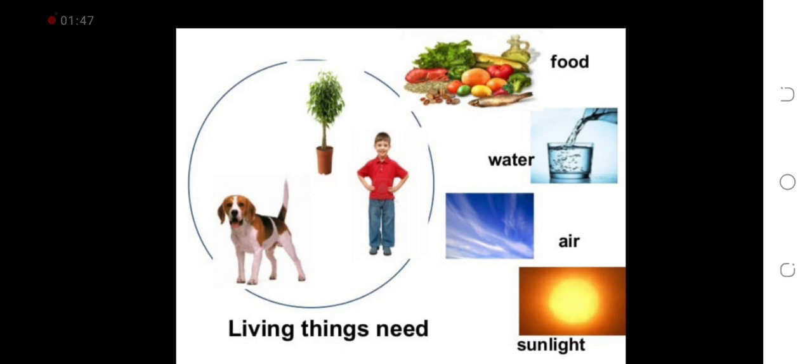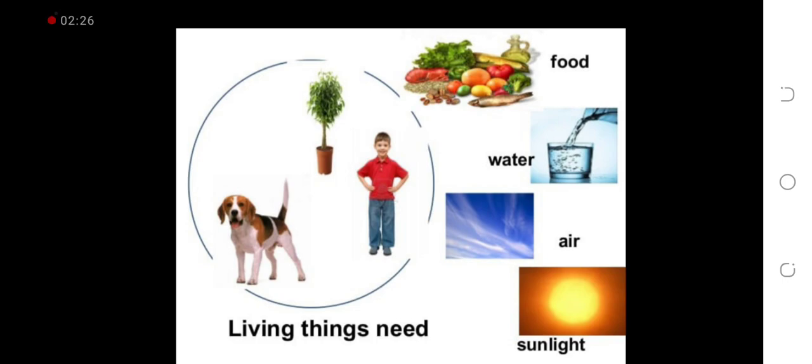So the main things that living things need are food, water, air, and sunlight. Now there is a question for you. Do you know why we need food? Yes, we need food to grow and be healthy, and it is the basic necessity of all living things. Likewise, water is also an essential thing that every living thing needs.